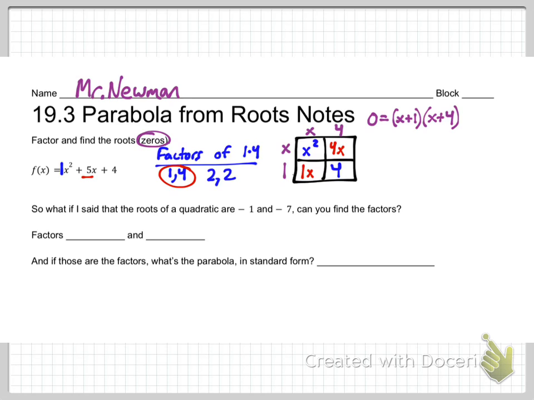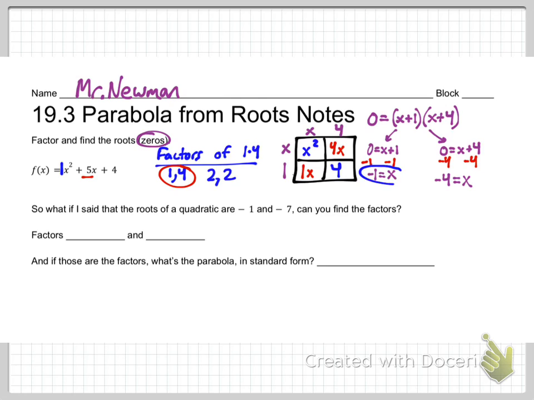Just if we want to find the zeros, though, we need to say 0 equals those two factors, x plus 1 times x plus 4, and we set up our baby equation. So 0 equals x plus 1, 0 equals x plus 4. Now, solving each of those equations, subtract 1 from both sides, you get negative 1 equals x. Subtract 4 from both sides, you get negative 4 equals x. Those are our roots.